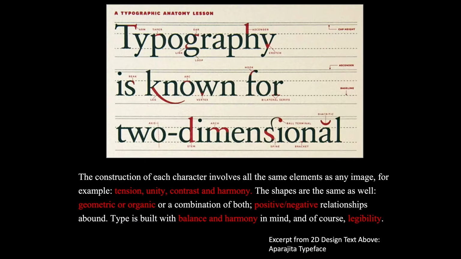Construction of type involves the same principles that you've been studying for every design project: tension, unity, contrast, harmony, variety. We look at positive and negative shapes. We look at geometric and organic shapes. Balance is extremely important. The new thing, of course, that is thrown in is legibility. Type also conveys information besides being a beautiful graphic form.